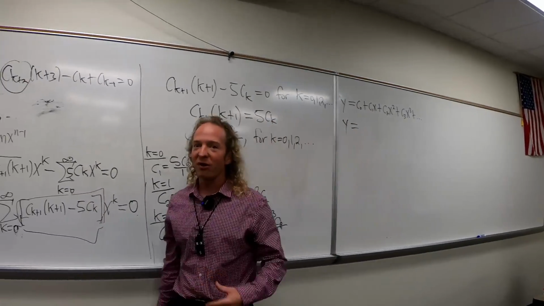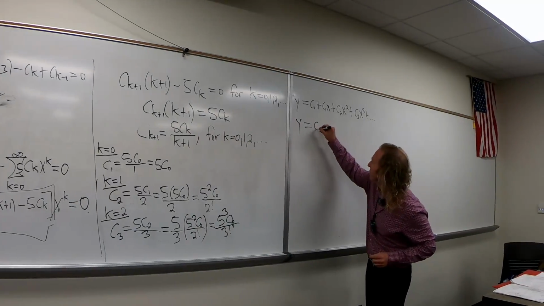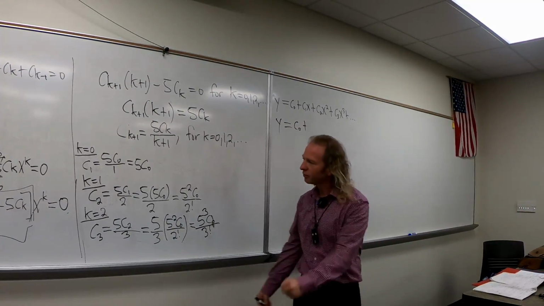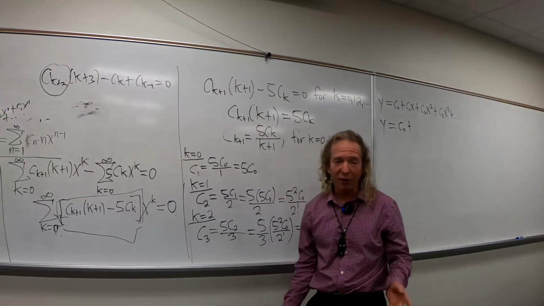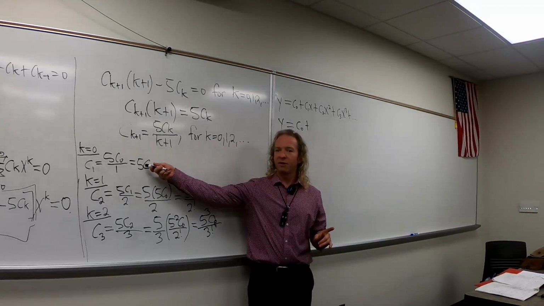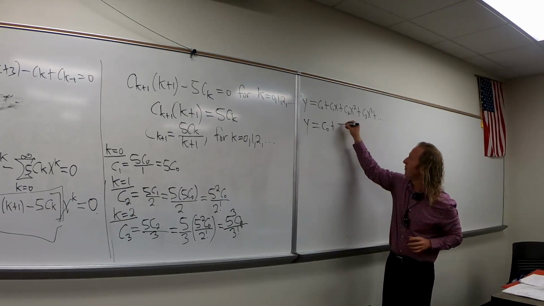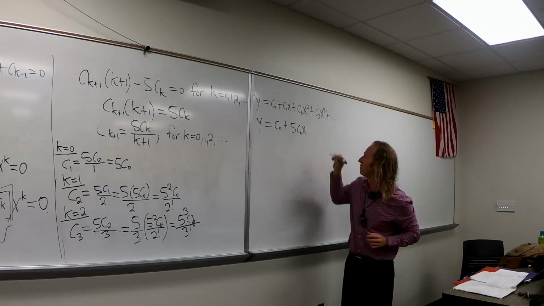So y equals, all right, so now what do we do? We just plug in what we have, right? This is really beautiful. So we have C sub 0 plus, and then C1, we know what C1 is, right? C1 is here, 5C0. So this is going to be 5C sub 0 x plus.